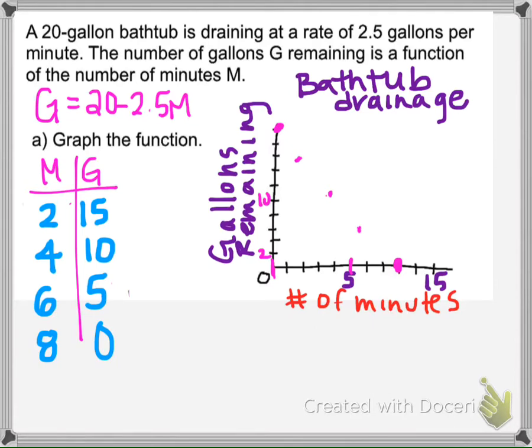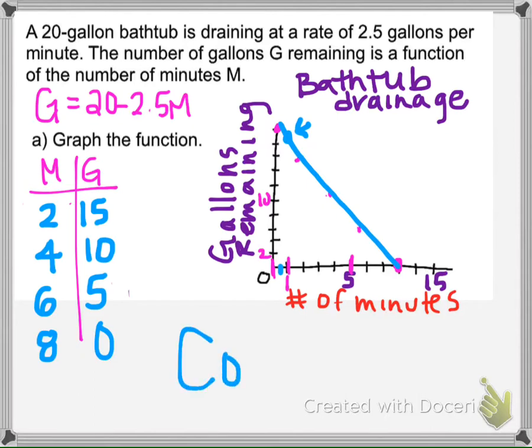So in this problem, in half of a minute, that bathtub is continuously draining even in the fractional parts of time. So if this is 5 minutes right here and this is 1 minute, we want to include all of the in between. We want to include that in half of a minute, that data point, how many gallons remain. There's still going to be gallons that remain in a half of a minute. So we want to include all those data points.